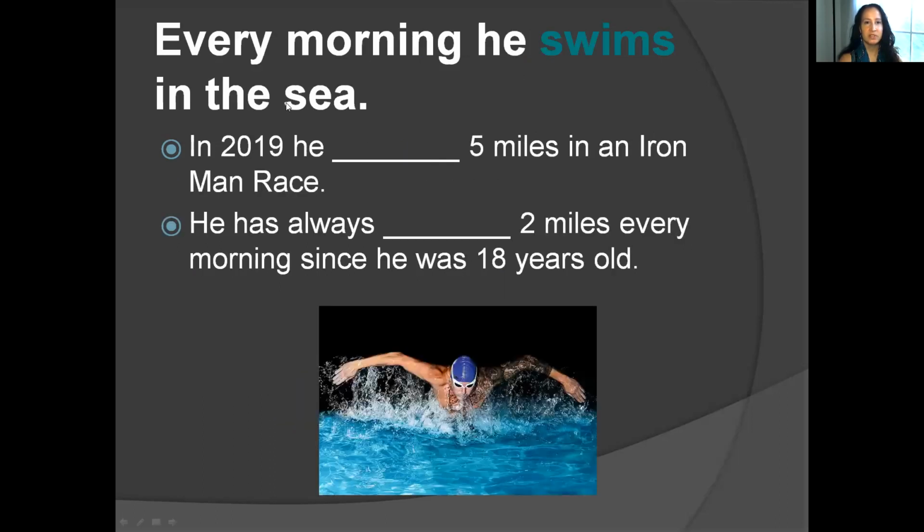Every morning he swims in the sea. So is this past tense or present tense? Present. In 2019, he blanked 5 miles in an Ironman race. Now, how can you tell if this should be past tense or present tense? Because it happened in the past. We are in 2020. In 2019, he blank. What could it be? He swam. He swam 5 miles in an Ironman race.